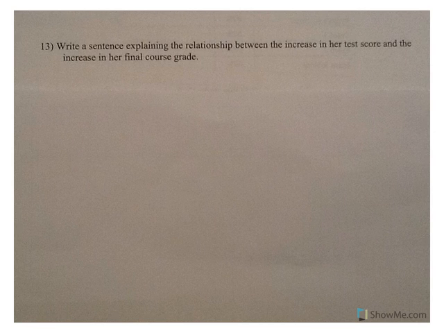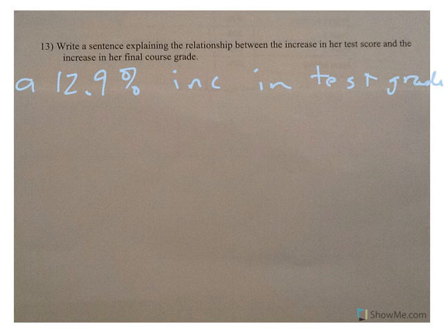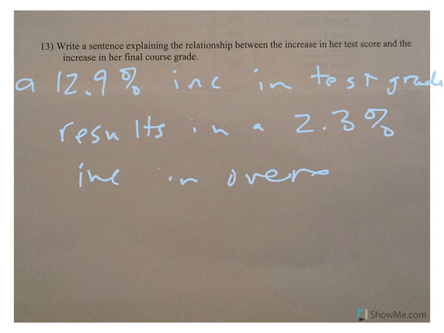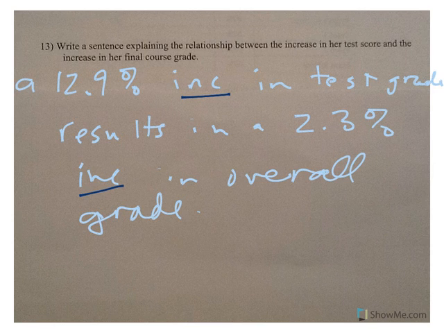Write a sentence explaining the relationship between the increase in her test score and the increase in her final grade. Well, basically, a 12.9% increase in test grade results in a 2.3% increase in overall grade. Right? And when you throw the word increase after a percentage, that's where you can really identify whether or not it's the relative change, because the change is either an increase or a decrease.